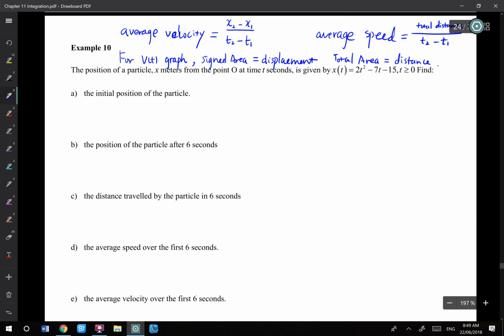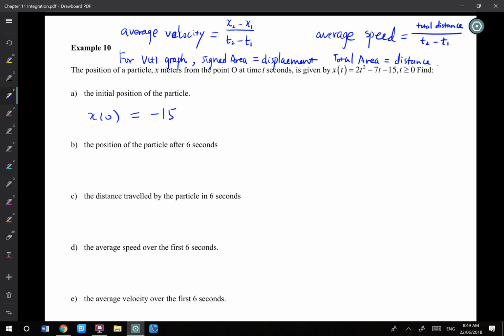The position of a particle x meters from the point O at time t seconds is given by x(t) equals 2t squared minus 7t minus 15, where t is greater than 0. Find the initial position of the particle. Initial position is t equals 0, so we have minus 15. So it's in the negative direction from the origin, 15 meters.